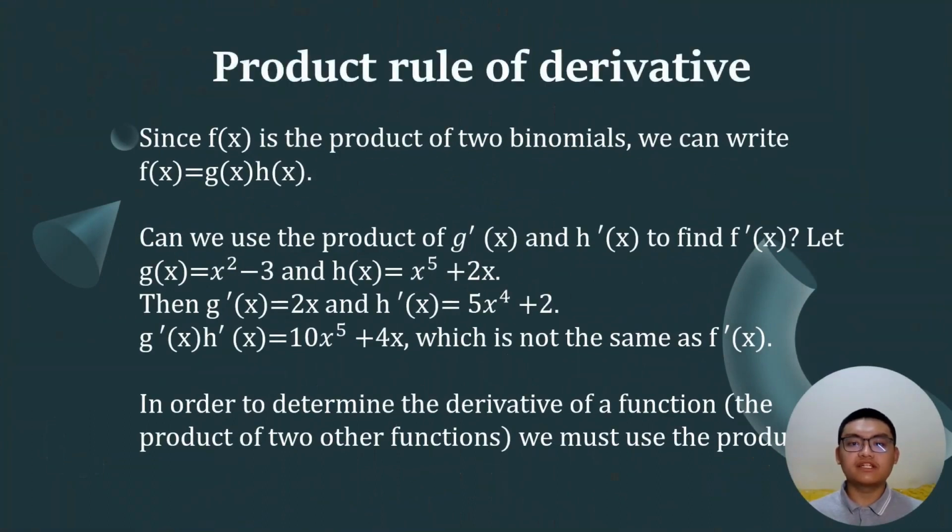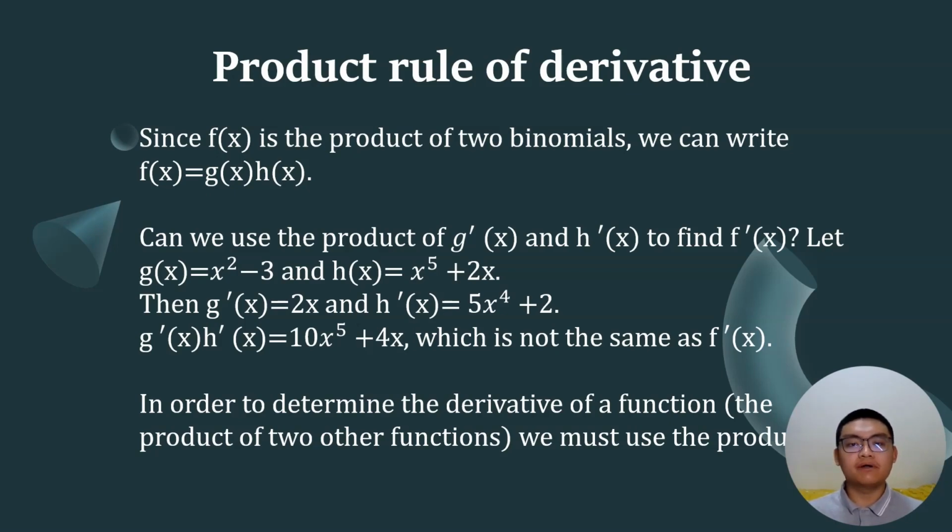Now, I'm going to explain the product rule of derivative. Since f of x is the product of two binomials, we can write f of x equals g of x times h of x. Can we use the product of g prime of x and h prime of x to find f prime of x?